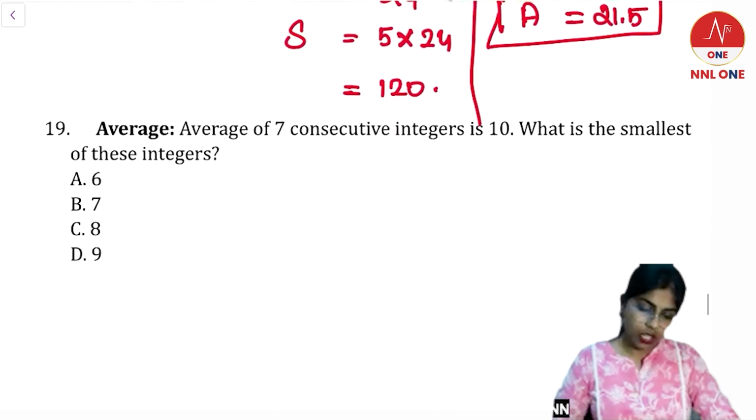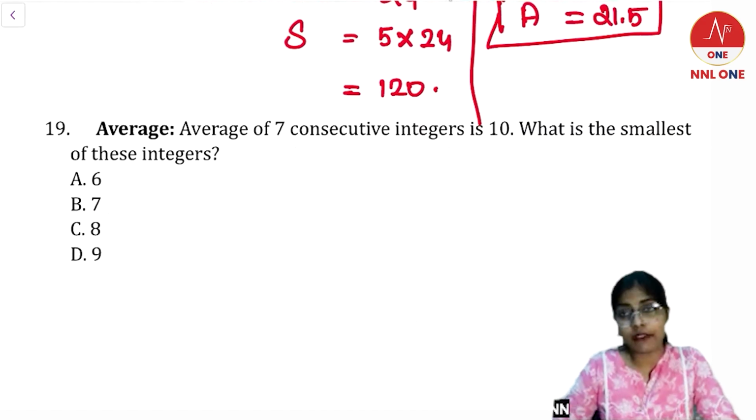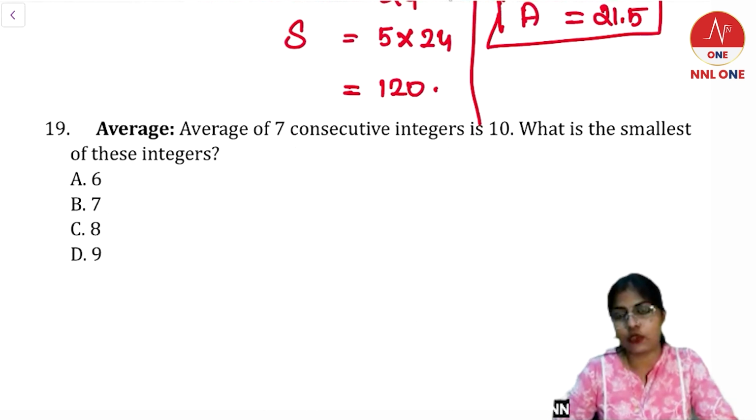Next, the average of 7 consecutive integers is 10. What is the smallest of these integers? So the average of the 7 consecutive integers is 10, so the middle value of the 7 consecutive integers is 10. Read the question again and again to approach the problems in an easier manner.